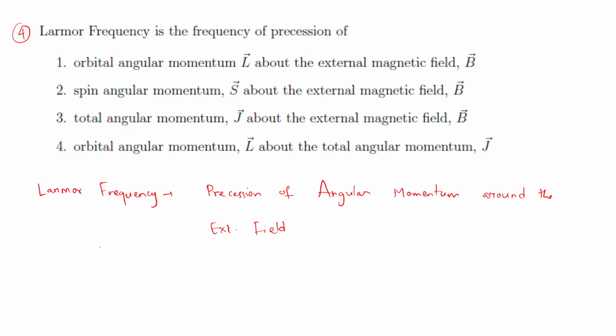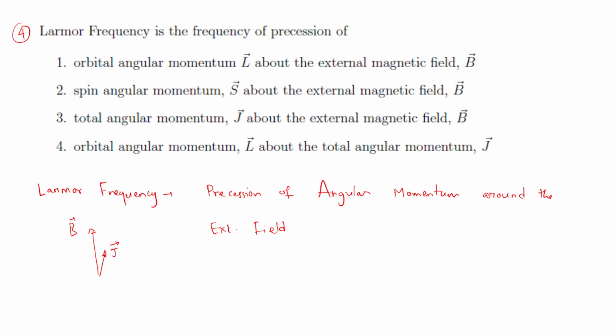Suppose you have this as the external field B, then the spin won't align completely in this direction. There will be some tilt of the spin. Here spin means the total angular momentum, the spin plus orbital angular momentum. They will have some net angular momentum along this direction.